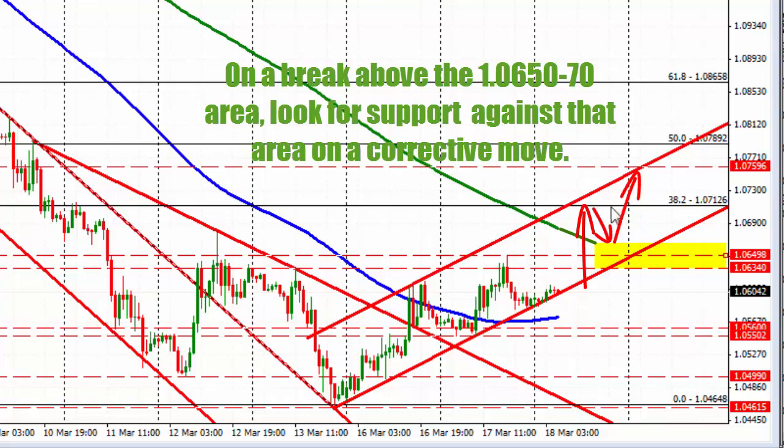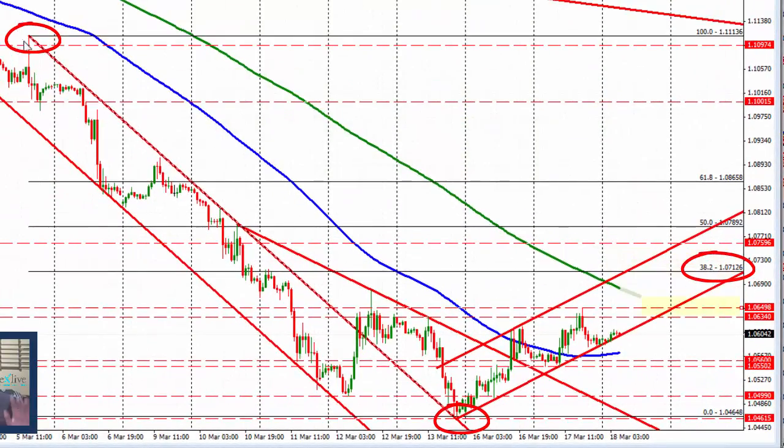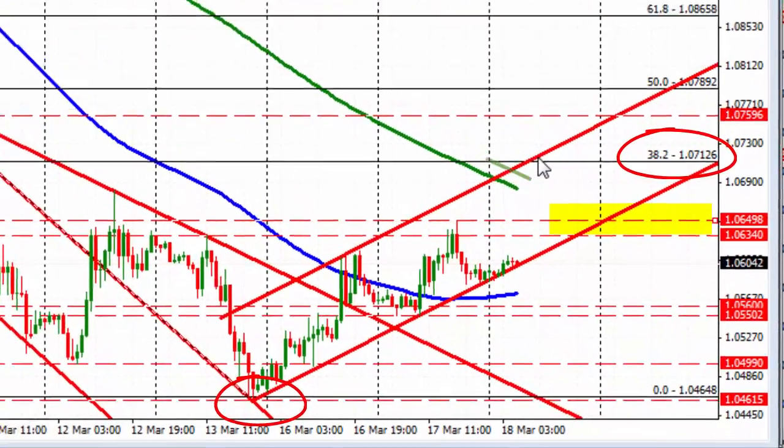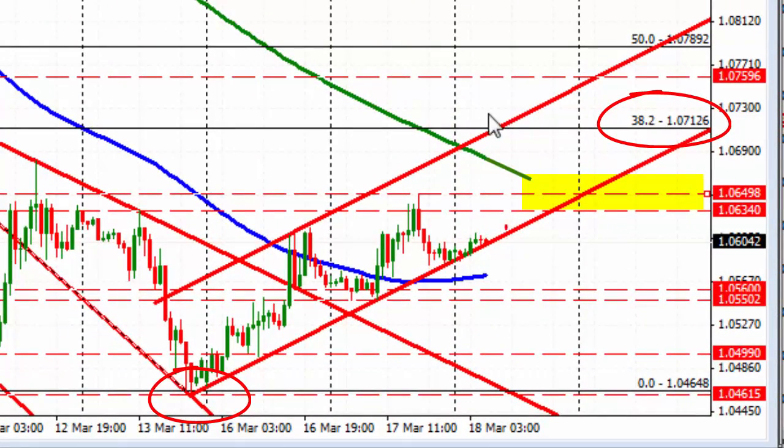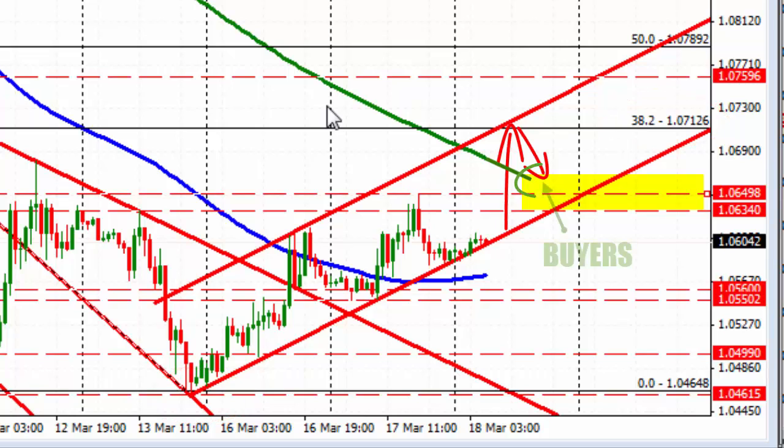That correction may start against the 38.2 of this move to the downside here. This is just the last trend move where we created our channel. That level comes in at the 107.12 level. Also, we're going to have this top side trend line right here. So if we get a move up toward here and then a correction down toward the 200-hour moving average, look for buyers to come in against the 200-hour moving average. That'll be our line in the sand. We don't want to see the price move below that level. That's your stop. So be aware of that.